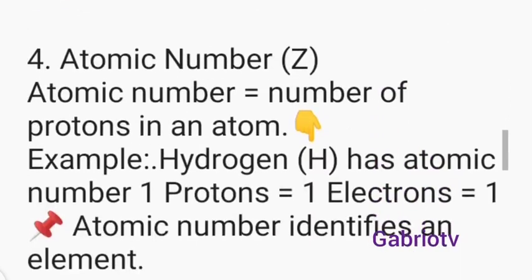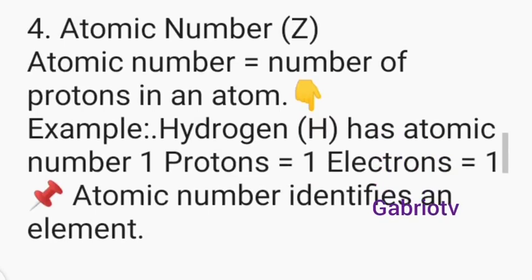Now that takes us to the next thing, which is the atomic number. Atomic number is the same as the number of protons in an atom. For example, hydrogen has an atomic number of 1. It means that the proton of hydrogen is 1, and the electron is 1. So if I give you a question, how many protons are there in a hydrogen atom? It is 1 proton. What is the atomic number? 1.